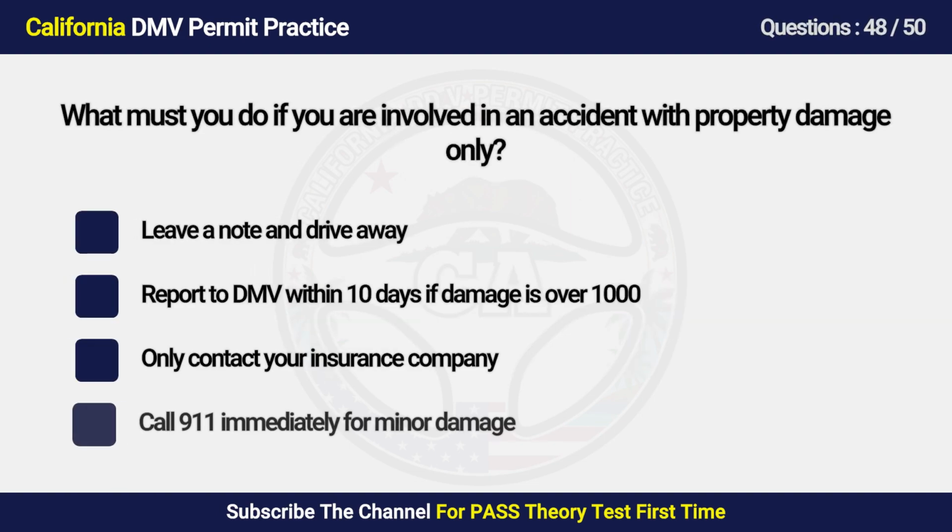Question 48. What must you do if you are involved in an accident with property damage only? A. Leave a note and drive away. B. Report to the DMV within 10 days if damage is over $1,000. C. Only contact your insurance company. D. Call 911 immediately for minor damage.